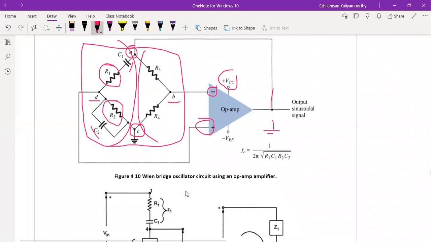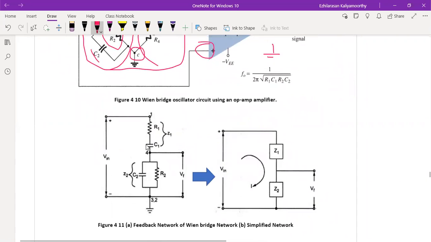Now what we need to find out is the feedback path, like we did previously for the RC oscillator. What is the feedback gain? It is beta, where beta is equal to VF by V naught. I hope you remember this. So now let us do this. From this, we will take only the bridge circuit. That bridge circuit we have redrawn here. You see this?